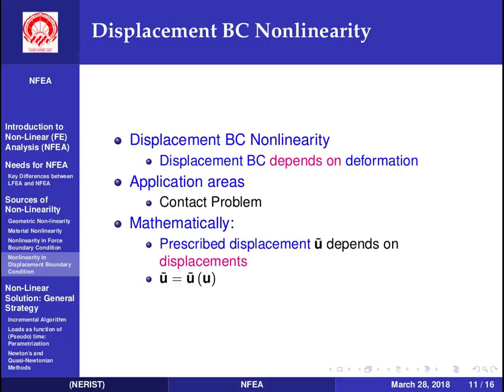The other is the displacement boundary condition nonlinearity. When the displacement boundary condition depends on the deformation, then we call it displacement BC nonlinearity. And a famous application area is the problem of contact of two bodies, because there the prescribed displacement in the contact surface depends on the deformation of the two contacting bodies. So that's why it is a nonlinear problem. So these are the main sources of nonlinearities in an NFEA.